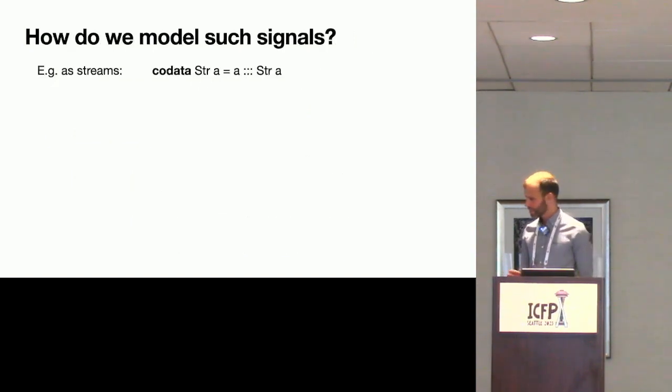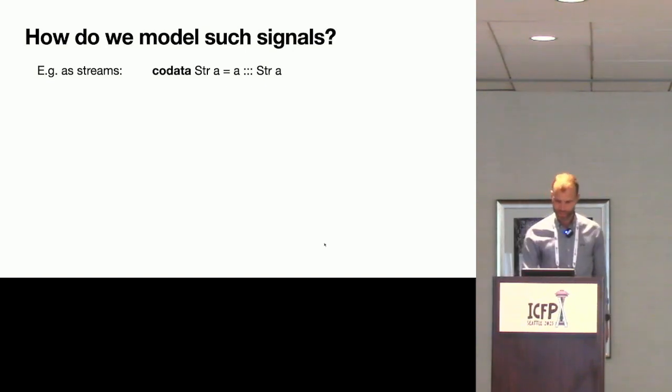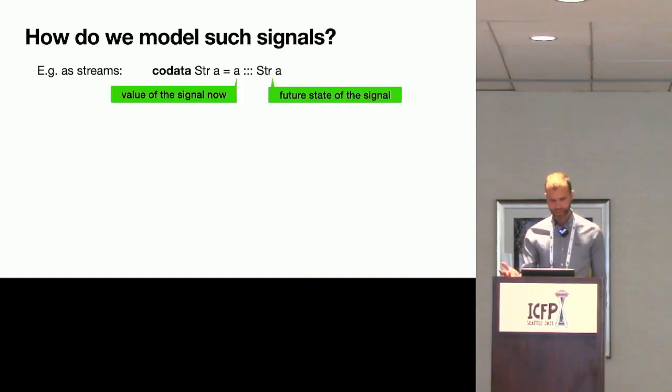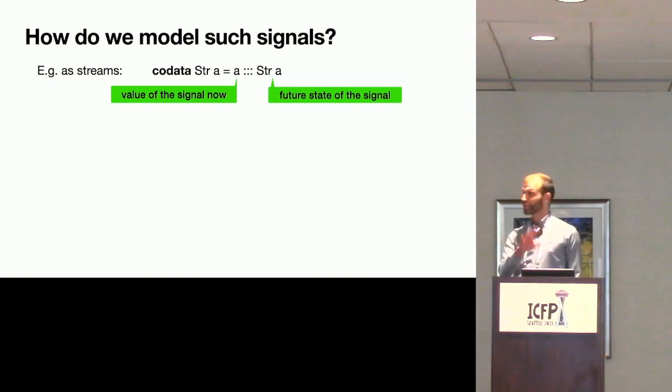Now, this raises the question: how do we actually represent these kind of signals? There are different ways of doing this, and I'm just going to show you one. And that's this co-inductive definition of streams. So a stream consists of 2 parts. The head of the stream, which is the value of the signal now, and then the tail over here is the future state of the signal, right?